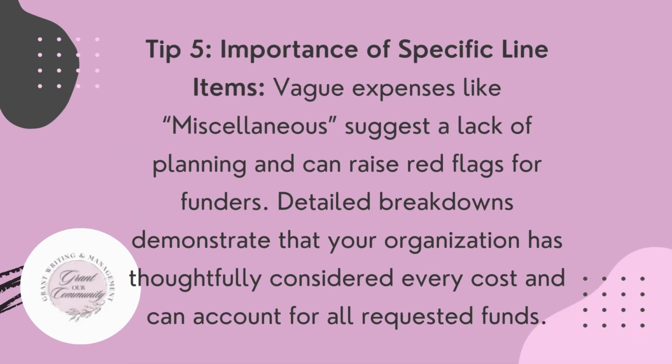Tip 5. Importance of specific line items. Vague expenses like miscellaneous suggest a lack of planning and can raise red flags for funders. Detailed breakdowns demonstrate that your organization has thoughtfully considered every cost and can account for all requested funds. Also, do not include a contingency line. Rather, add 10% to each individual line item in case of inflation or increased costs.